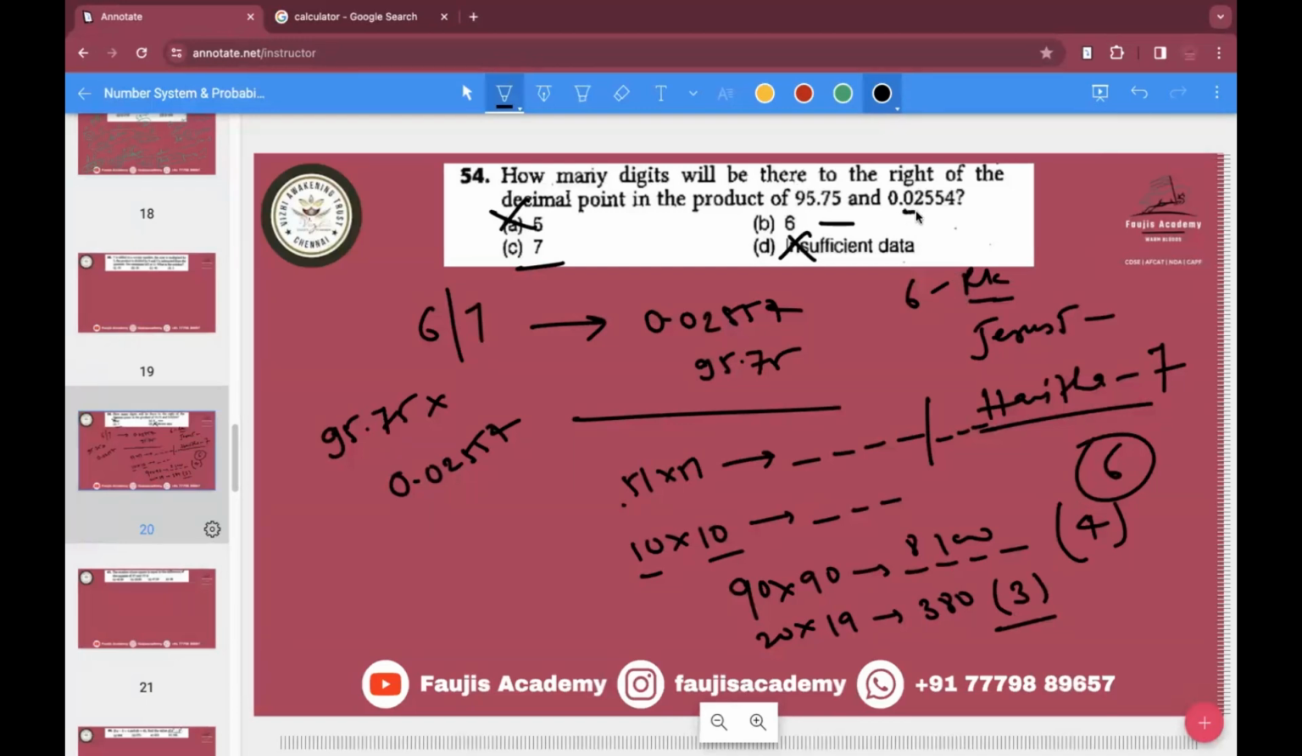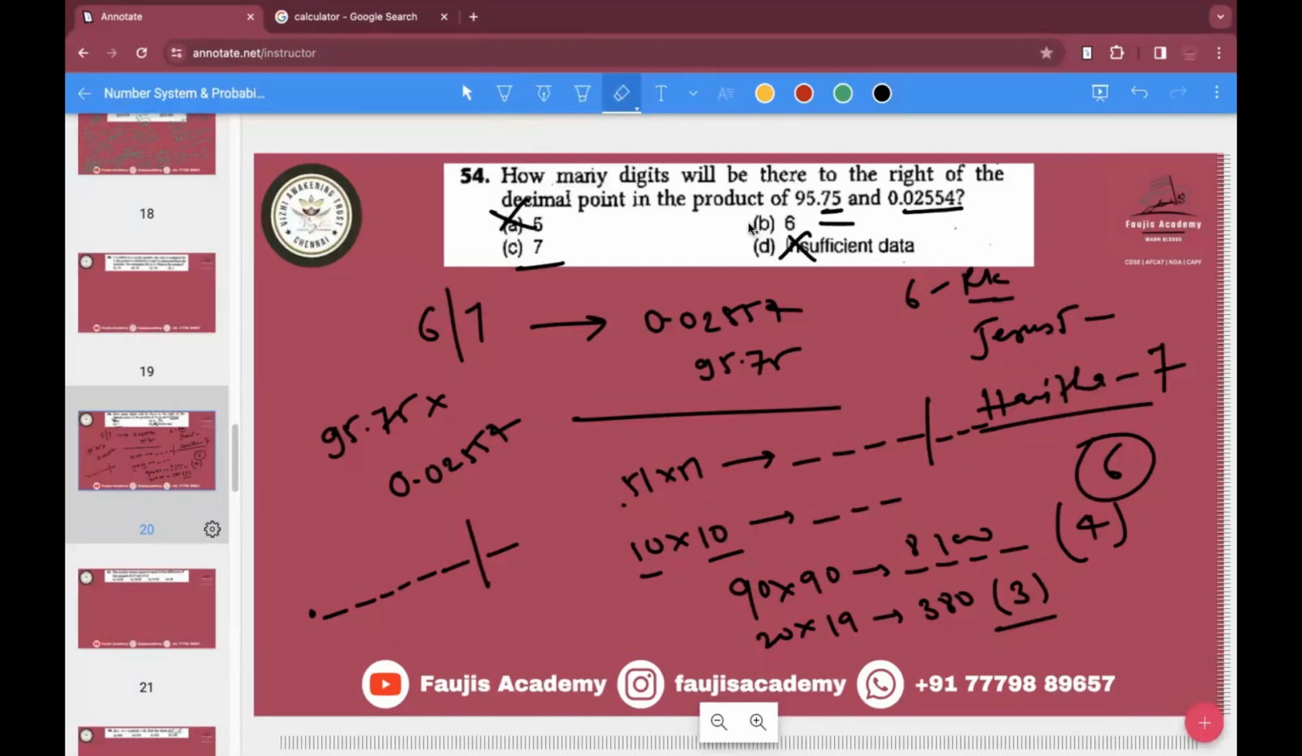If we multiply after the decimal point these numbers, after decimal we'll have 1, 2, 3, 4, 5, and either 6 or 7 digits. Guys, did you get me? Look carefully. With this logic, we have eliminated option 1 and D.